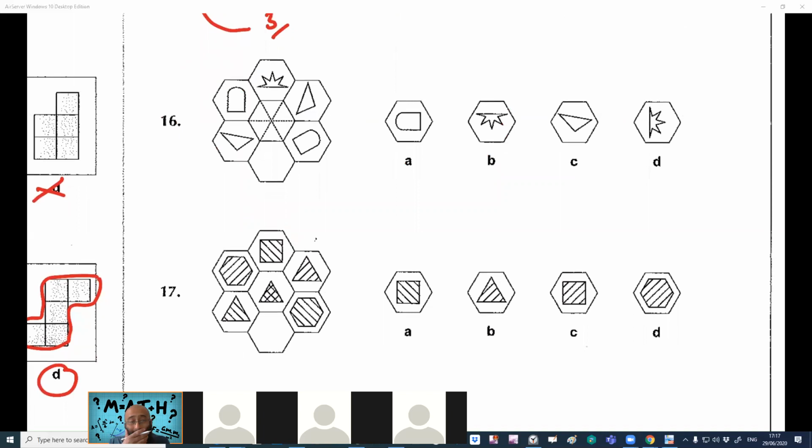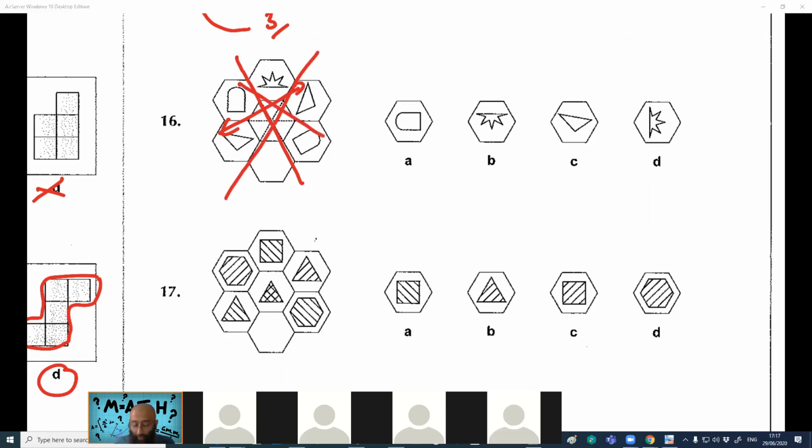Okay, question number 16. So let's have a look. Question number 16. We have, okay, some kind of reflection going on here. So I think this is a reflection line here for these 2. And then we have another reflection line here.